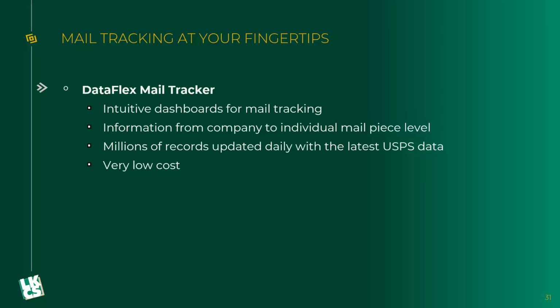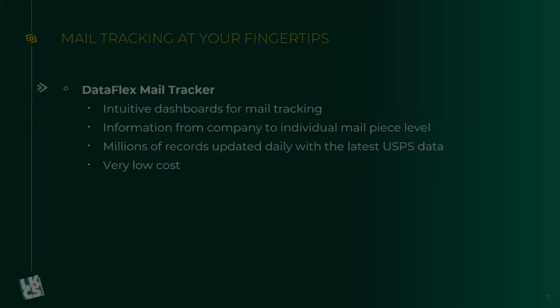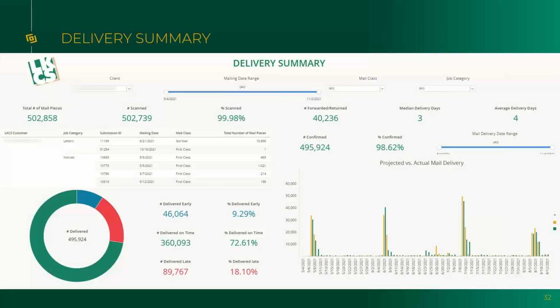So we provide mail tracking, a way for you to track your mail very, very easily through intuitive dashboards. So you can get information all the way from your company, for your entire credit union or bank, all the way down to the individual piece level. We're updating millions of records daily with the latest post office data, and this is available to you at very, very low cost. So I'll show you some screenshots and explain what you're seeing here.